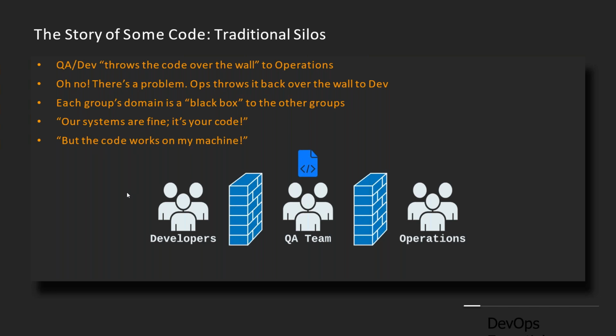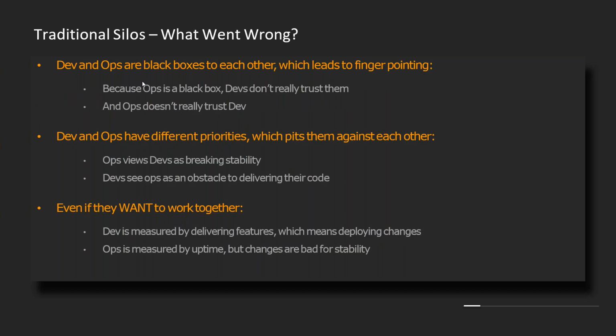Developers usually test the code on their local machines, and they say it's working on my machine. Why is it not working on yours? Because they are not aware of how the systems work. So dev and ops are black boxes to each other, which leads to finger pointing. Because ops is a black box, devs don't really trust them, and ops doesn't really trust dev. That's the reason this happens.